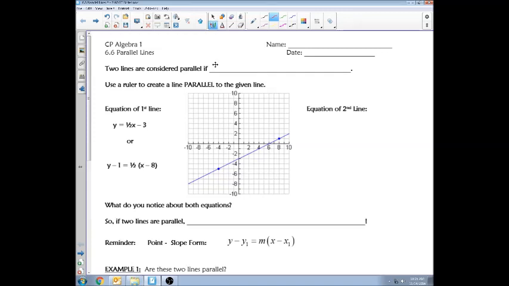It is 6.6, parallel lines. Hopefully you remember some things about parallel lines so that we can use this information to write new equations. Two lines are considered parallel if they never cross. That means these lines can go on forever and ever. They will never touch, they'll never cross, they'll never get any closer to one another.